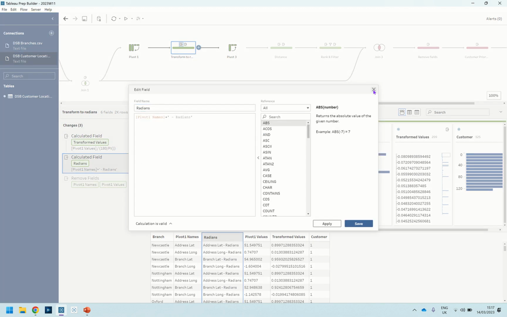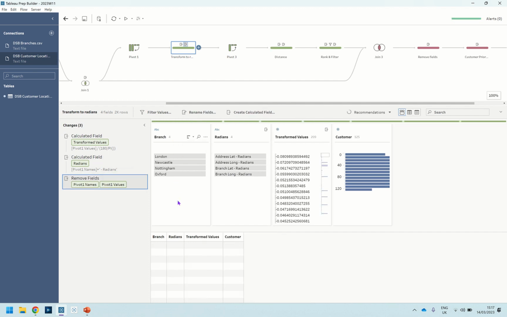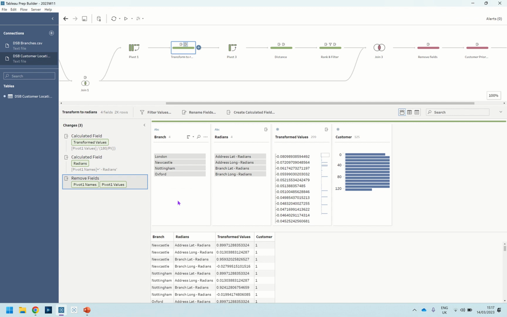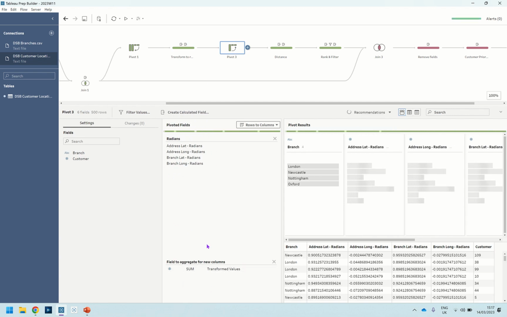There'll be the new headers for the fields. Probably not necessary since I then did go and get rid of pivot 1 names and pivot 1 values in there, so I probably could just use the pivot 1 names, but I didn't want to confuse things, so that's why I did it the way that I did. Then it's time to unpivot that data again, using that new field as the headers and using the transformed values as those new values. So now I have those 4 fields transformed into radians.